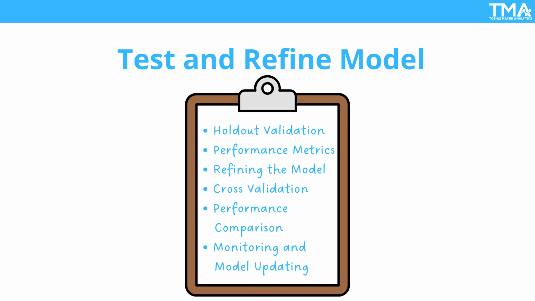Remember, refining churn risk models is an iterative process that requires ongoing evaluation, adjustment, and adaptation. By testing, refining, and updating the models, businesses can enhance their predictive capabilities, make better informed decisions, and implement effective churn mitigation strategies to retain valuable customers.